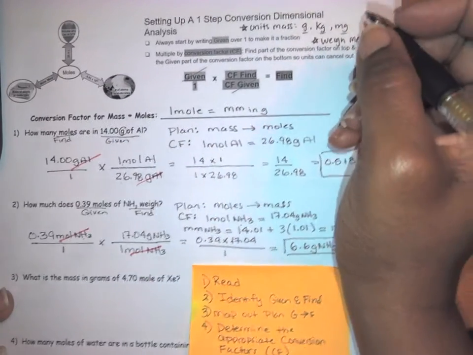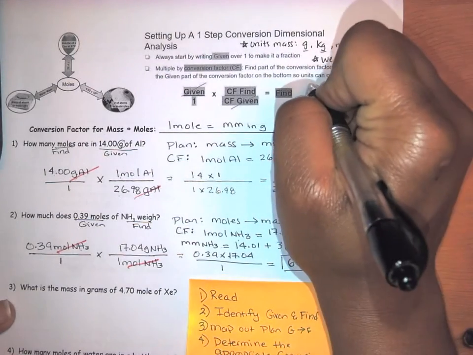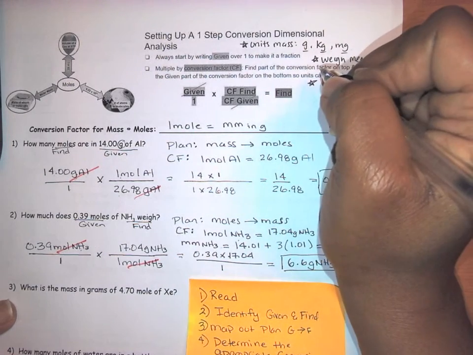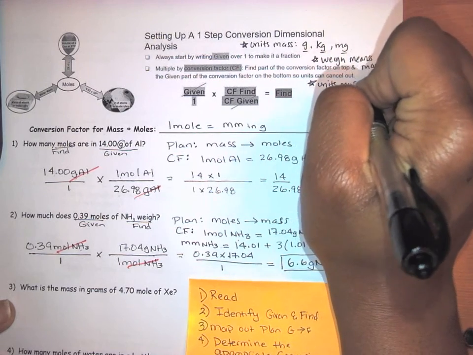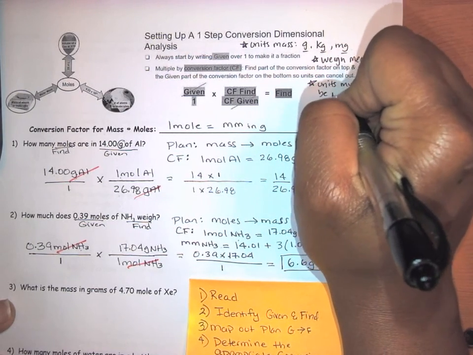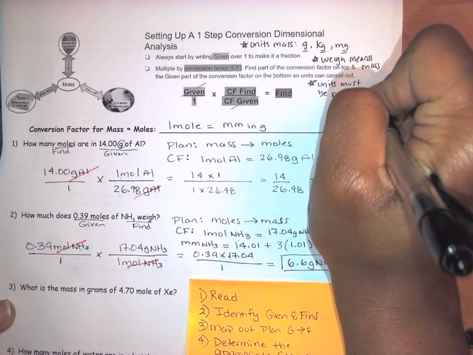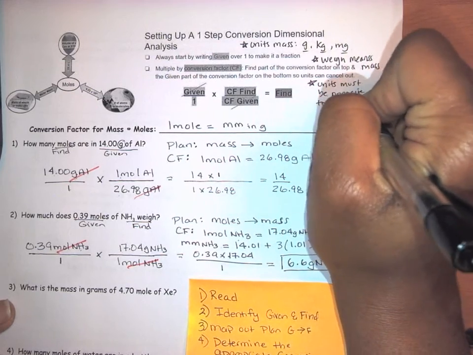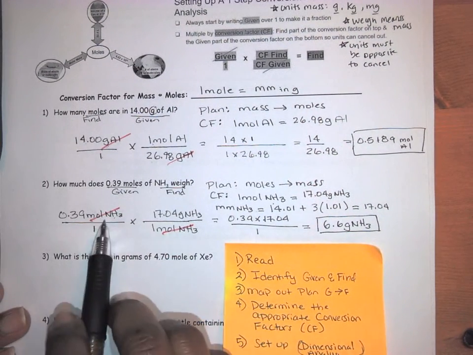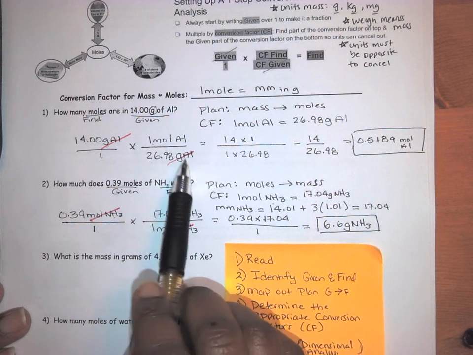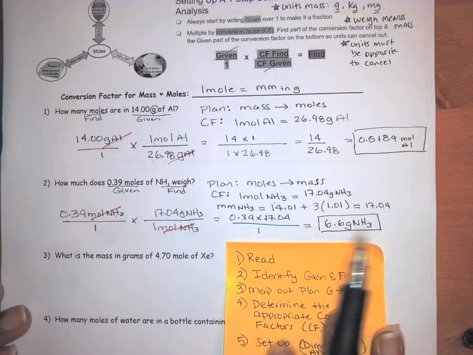I'm going to add a little note up here at the top. Remember that the units must be opposite to cancel. That's why we put the moles of NH3 on the bottom in this example, but the grams of aluminum at the bottom of the previous example, because the units we want to cancel must be opposite.